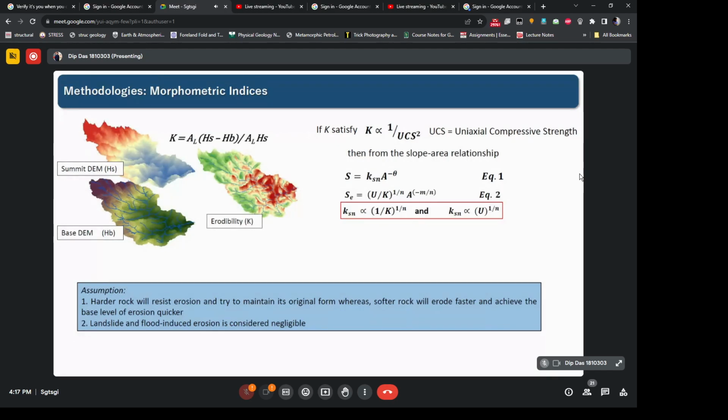So the assumption here is that harder rock will resist erosion. It will try to maintain its original form, and it will remain as a paleo landform, whereas any softer rock will achieve its base level of erosion at a faster rate.